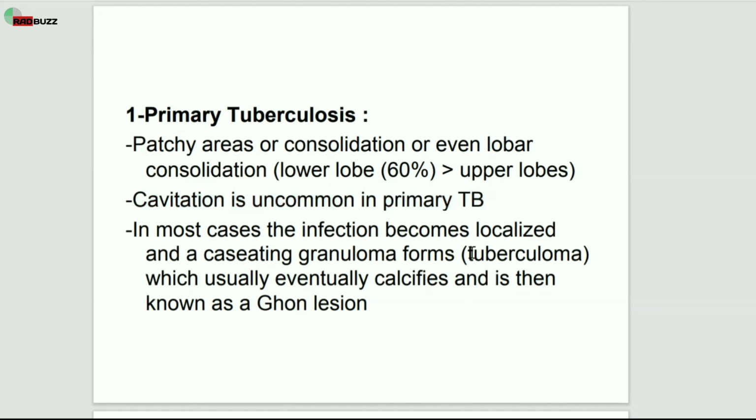In most cases, the infection becomes localized, causing a granuloma, which forms a tuberculoma, as we call it, and eventually calcifies. This is called a Ghon lesion. In tuberculosis, whenever the Ghon lesion heals, it calcifies, with fibrosis or some mass-like appearance, retraction, and volume loss, and we can clearly see that this is healed tuberculosis or a healed Ghon lesion.